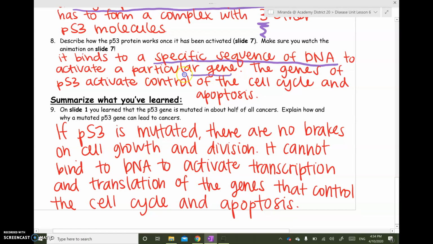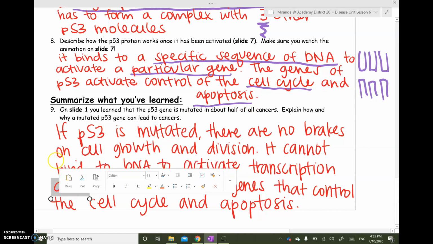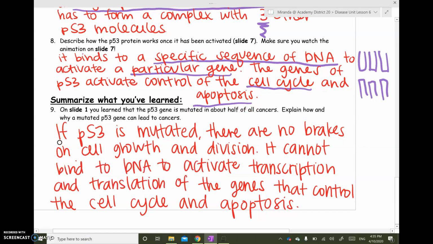We know that from our melanin unit, right? It doesn't fit, like the codons don't fit unless they're the right shape, or enzymes don't work unless they're the correct shape, okay? And then the genes of P53 activate control of the cell cycle and apoptosis. So, summarize what we learned.